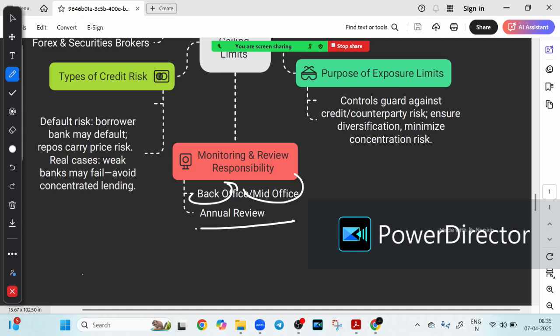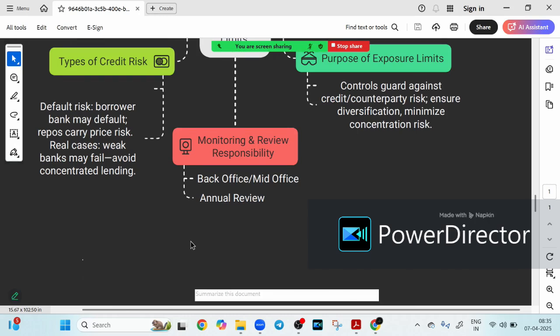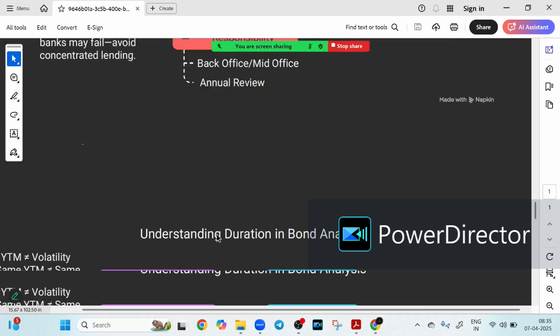So exposure ceiling limits are not just policy, they are the backbone of treasury risk management. They help institutions breathe easily while handling large volumes with multiple players.